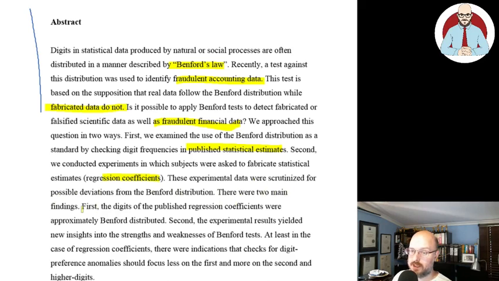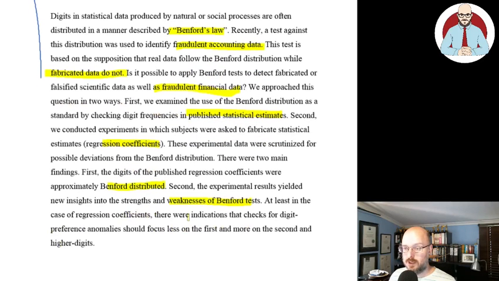There were two main findings. First, the digits of the published regression coefficients were approximately Benford distributed. Second, the experimental results yielded new insight into the strengths and weaknesses of Benford's test. At least in the case of regression coefficients, there were indications that checking for digit preference anomalies should focus less on the first and more on the second and higher digits.